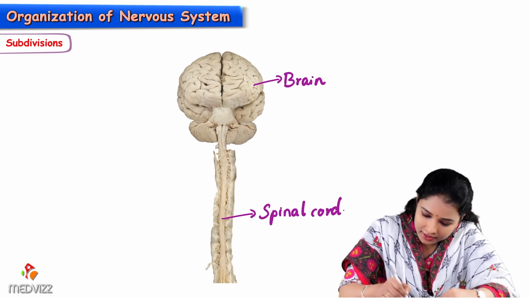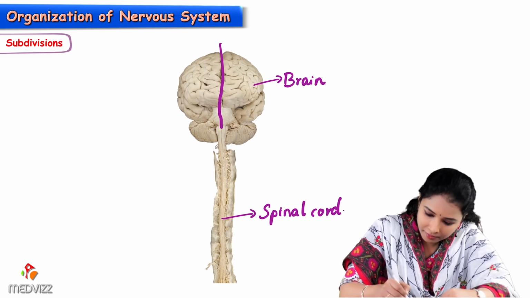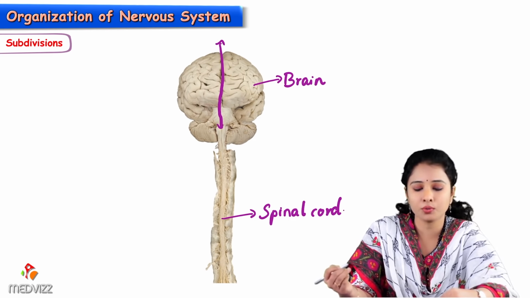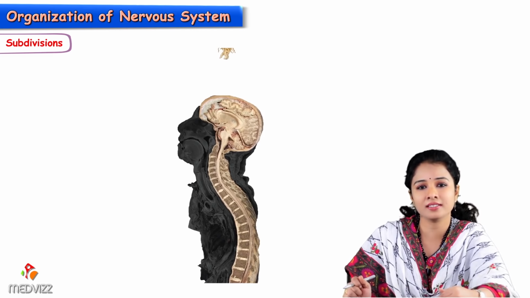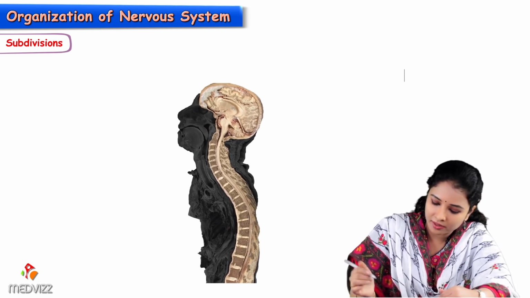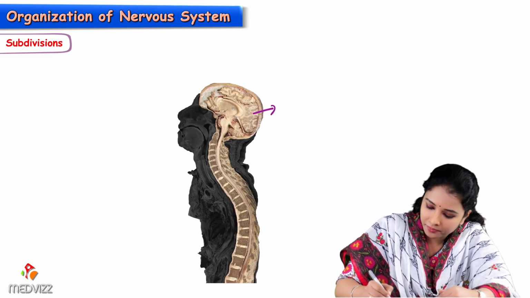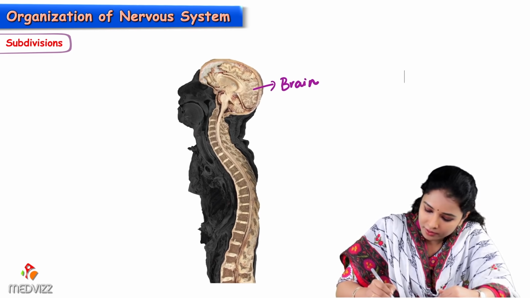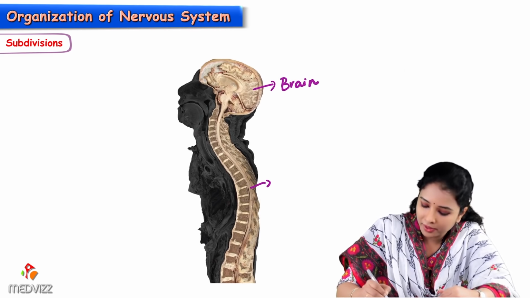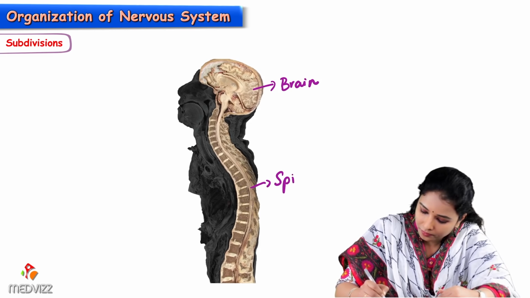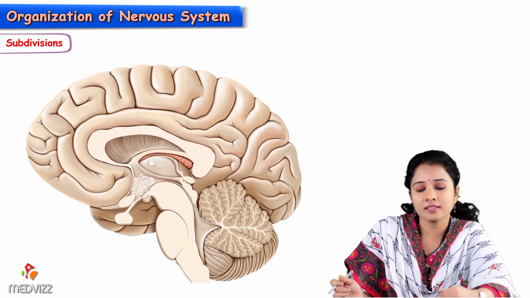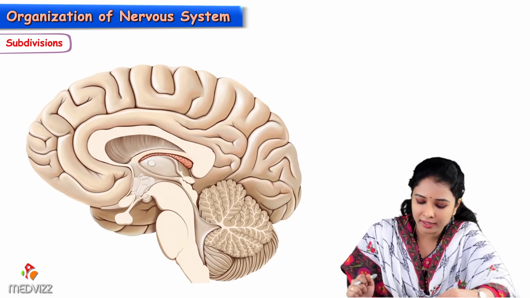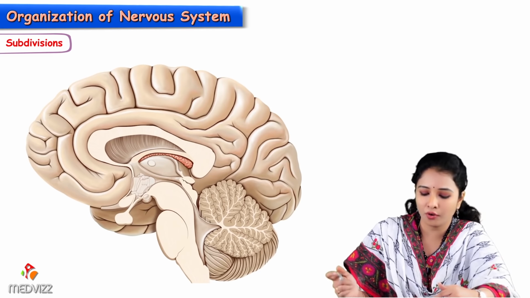And if we take a sagittal section from the midway of the brain, dividing into two halves, we can see little more in detail. So, here is the sagittal section of central nervous system showing the brain again, and spinal cord present within the vertebral column. Here is the sagittal section of the brain. Now we shall see the parts of brain, components of brain.